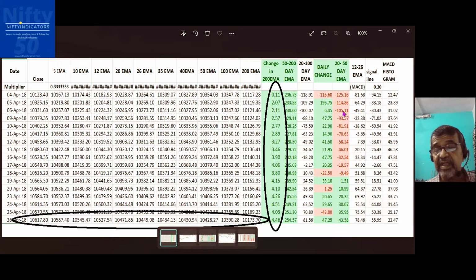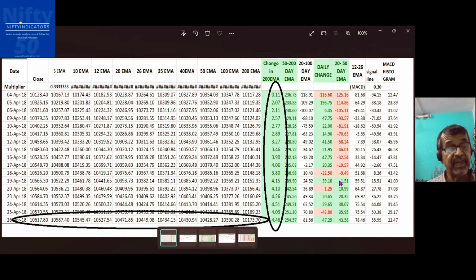Next day it is 114. Next day it is 105. Next day it is 93. So what it is telling is the 20-day EMA minus 50-day EMA difference is falling. That is, market is going up. Why? Because the 20-day EMA is increasing and the 50-day EMA is reducing. That is why 20-day EMA minus 50-day EMA is giving us less and less red negative figure. And finally, on 19th of April, it is turning green.